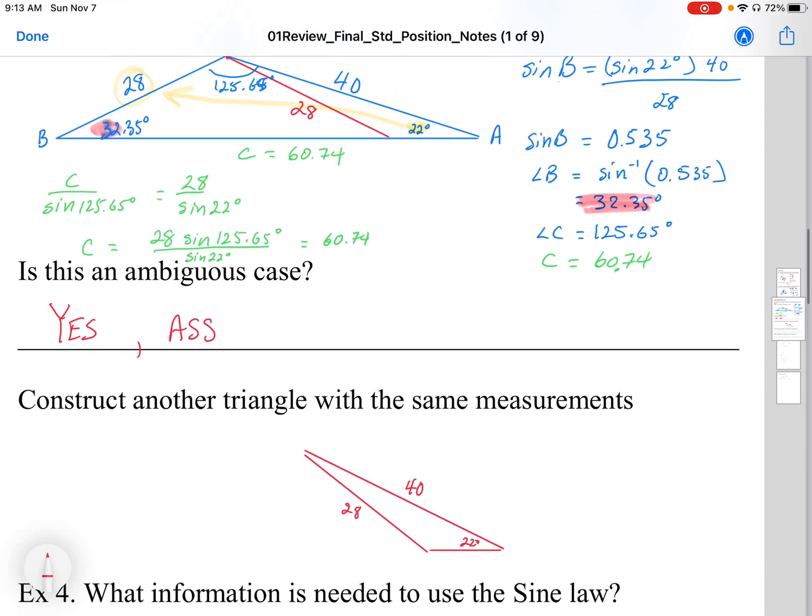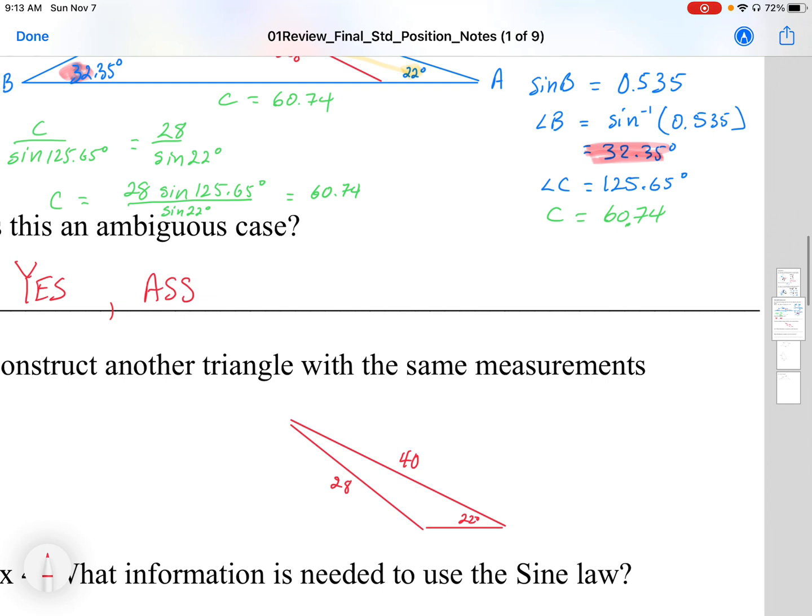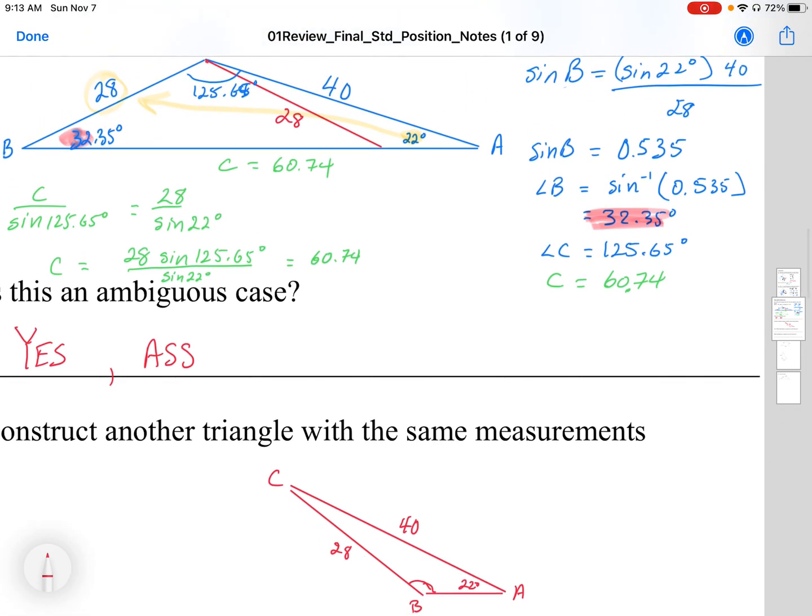Now, to solve this triangle then, we have to work out the angle B based on the 40. So that's going to be this angle here. So I'm going to label the angles A, B, C. And that angle B really is just going to be this angle here, which is supplementary to the 32.35 degrees we have there. So that angle, when we work out the supplementary angle, works out to be 180 minus 32.35.